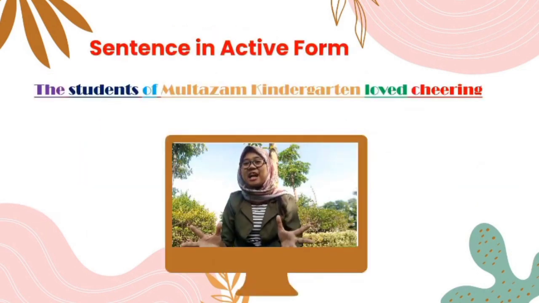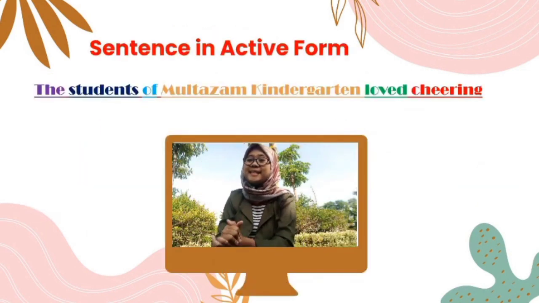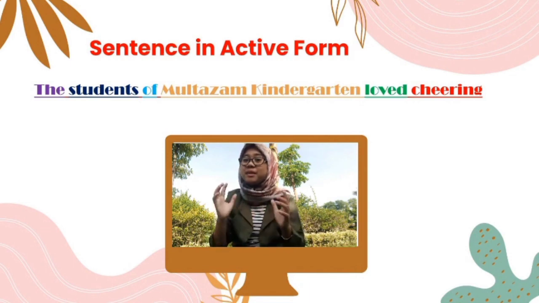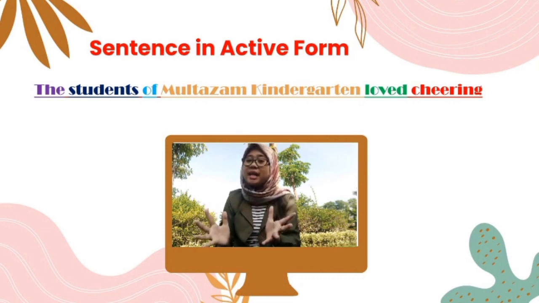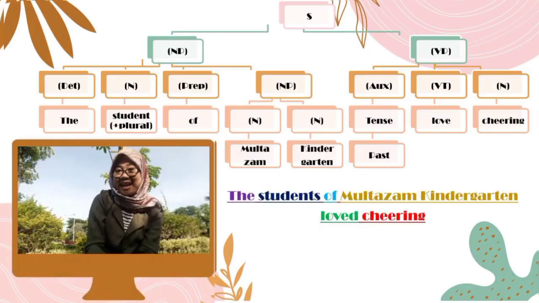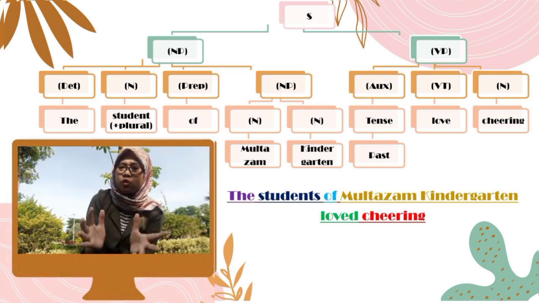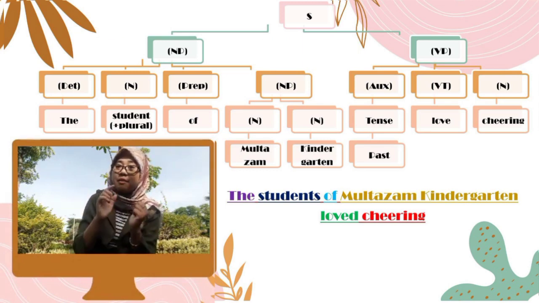At this stage, I have simple sentence number 1 as my syntactical analysis using tree diagrams. The sentence is: the students of Multazam Kindergarten loved cheering. Again, the students of Multazam Kindergarten loved cheering. Let's analyze it through tree diagrams. The sentence is certainly created from a noun phrase and a verb phrase, NP and VP.